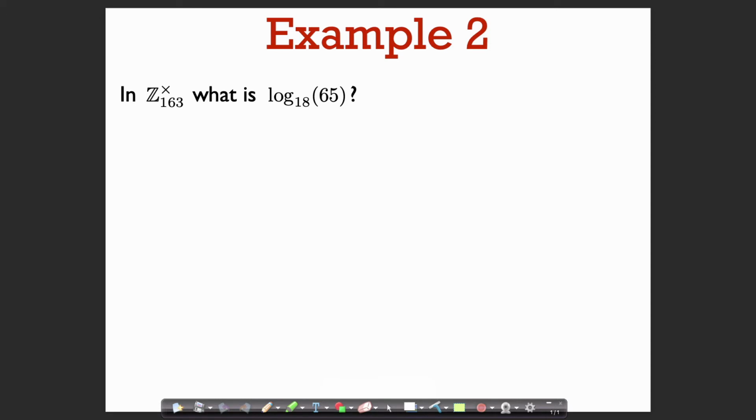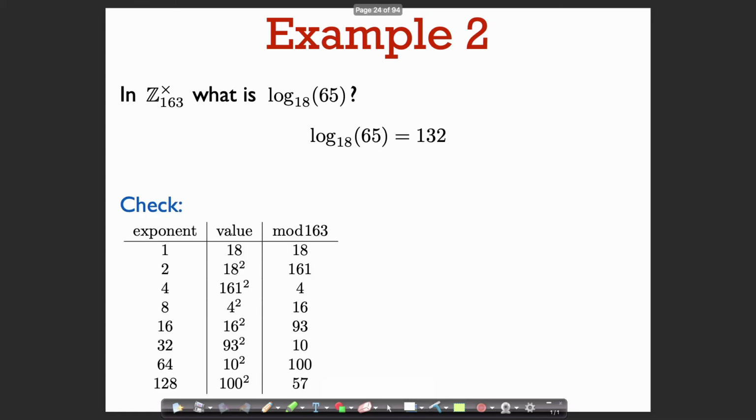Okay, this is not an easy problem, but now imagine that I just tell you what the answer is. Okay, so I just tell you that 18 to the power 132 is equal to 65 modulo 163. Okay, so I claim that if I actually tell you this, it's actually quite easy for you to check that it's true. Okay, now why is that?